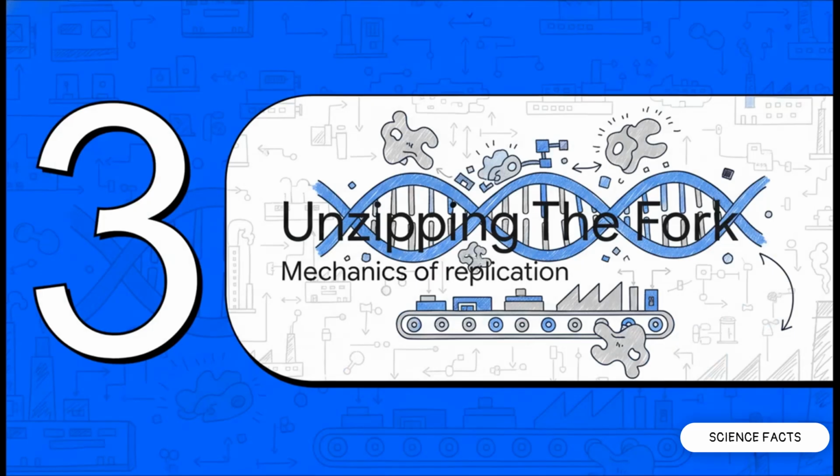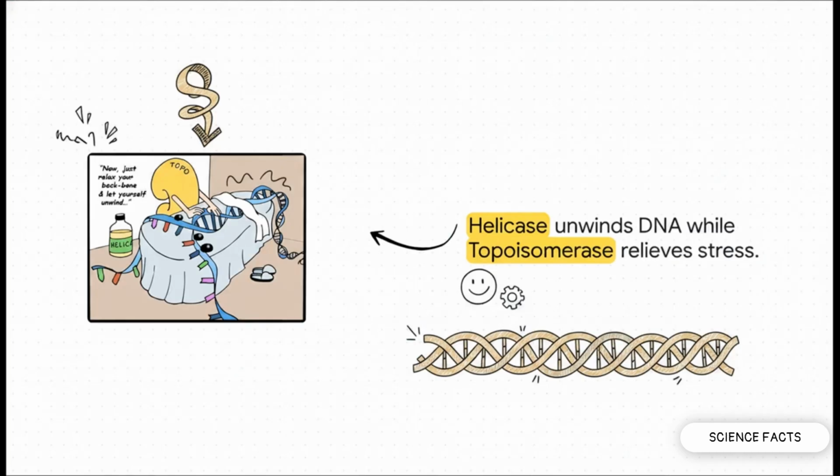All right, let's drop down to the factory floor. Section 3, Unzipping the Replication Fork. So, picture this. You've got the enzyme helicase acting like a wedge, doing the really hard work of breaking those weak hydrogen bonds to separate the two DNA strands. But as you pull apart tightly twisted strands, the DNA ahead of the fork gets super tightly coiled. Enter topoisomerase. It acts like a stress relief massage therapist, attaching to the fork to relieve that massive twisting tension so the DNA doesn't just snap.